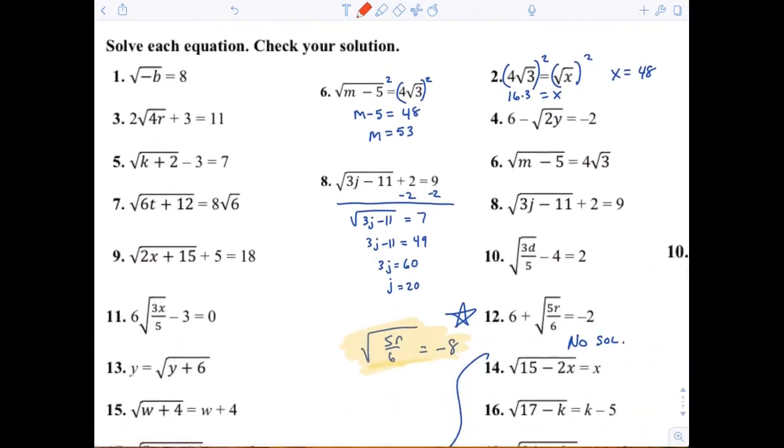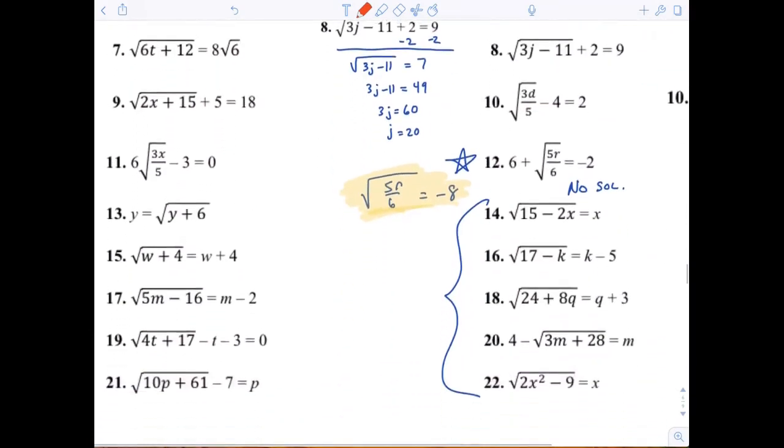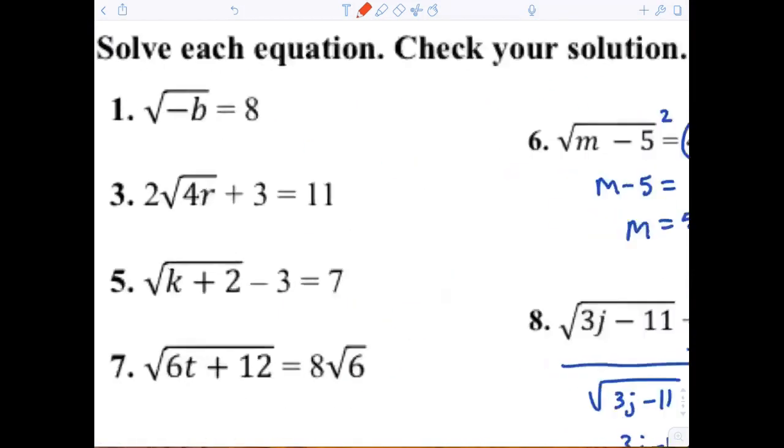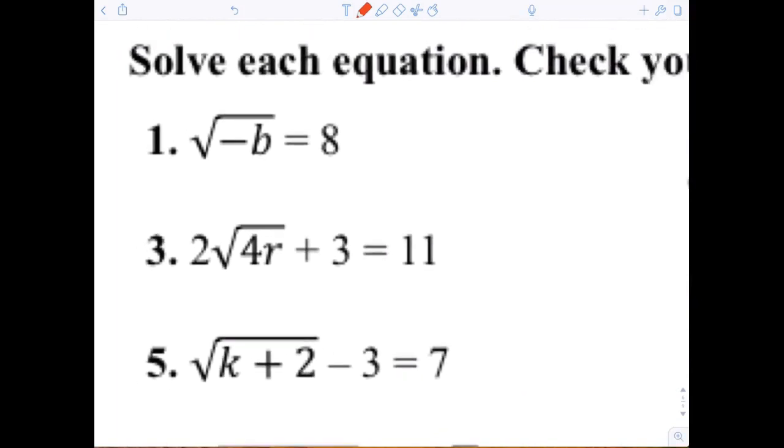All right, now the important stuff. Here we go. I'll try to go down and do the odds with you, okay? So number 1 should be relatively easy. How do we undo a square root? Square both sides. So you should put a 2 here and a 2 here. So you get negative b equals 64, right? And then change the sign. Exactly right. B is equal to negative 64. Anybody got any questions with that? Nobody? All right, let's figure out number 3 now.